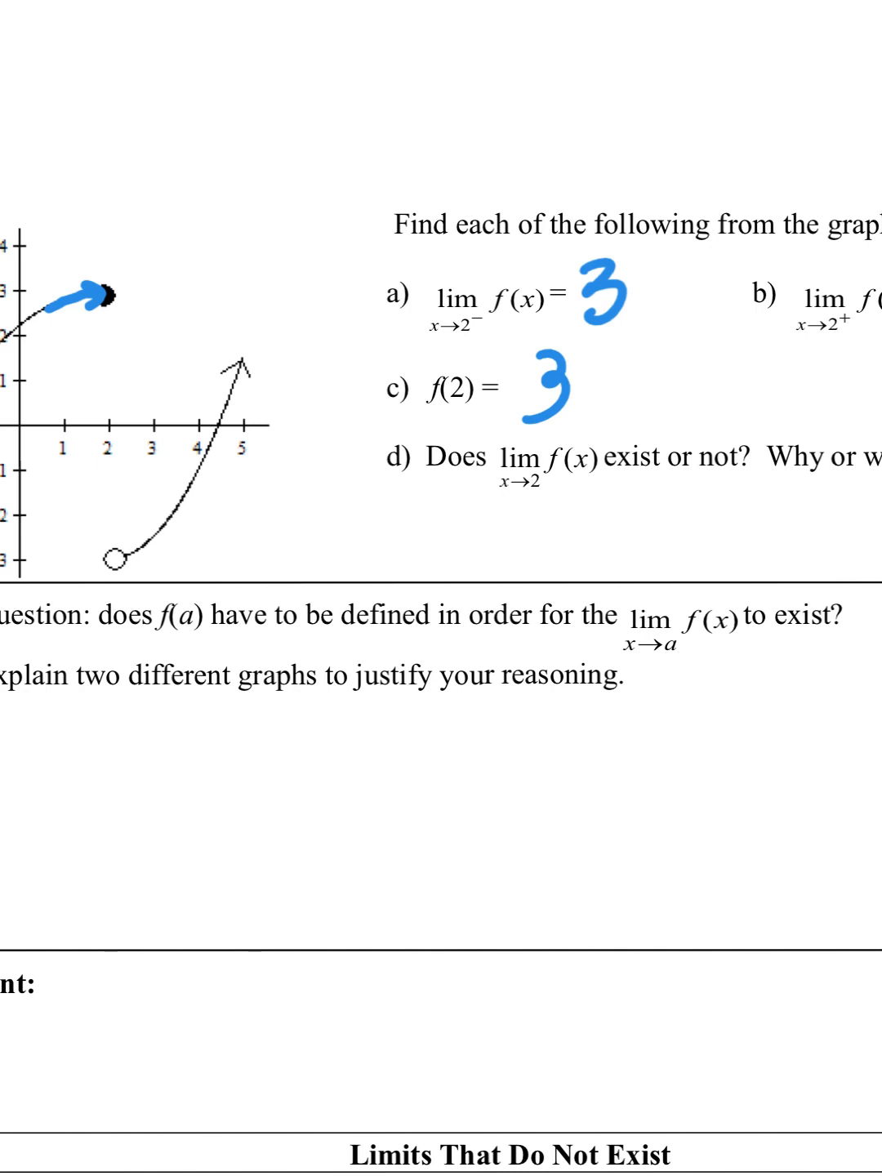But from the right, as x approaches 2 from the right, my function's all the way down here. And what function value is my function approaching as we get closer to 2 from the right? -3. So does the limit as x approaches 2 exist? No, because the left and the right-hand limits are not equal.